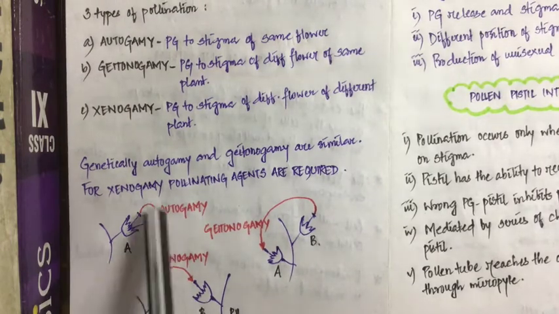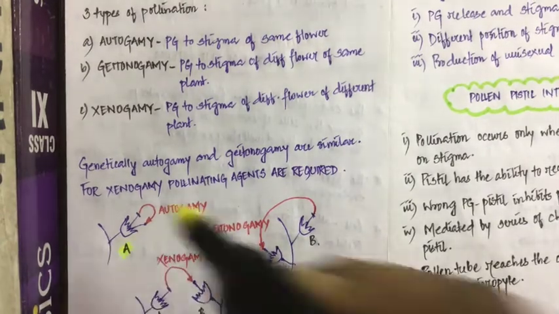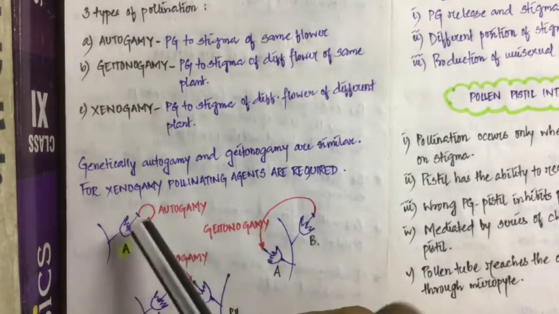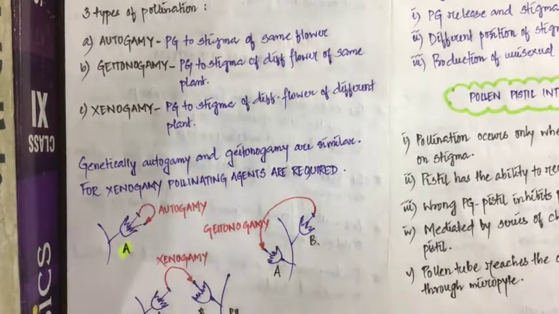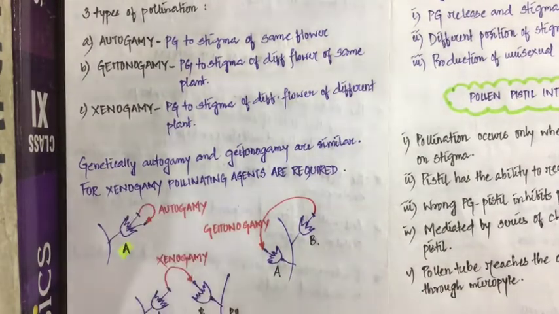If you see this particular diagram, that is diagram A, let me mark this with this color. You can see that this red arrow indicates the transfer of the pollen grain. The transfer of the pollen grains is occurring from anther to stigma of the same flower. So autogamy is the transfer of pollen grain from anther to stigma of the same flower.